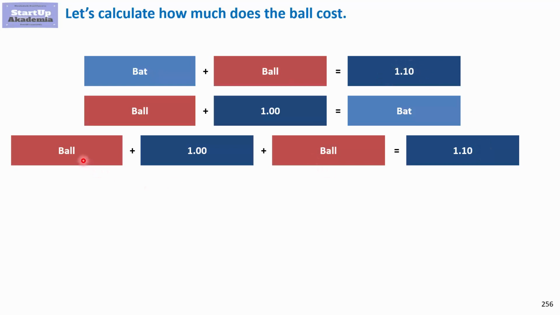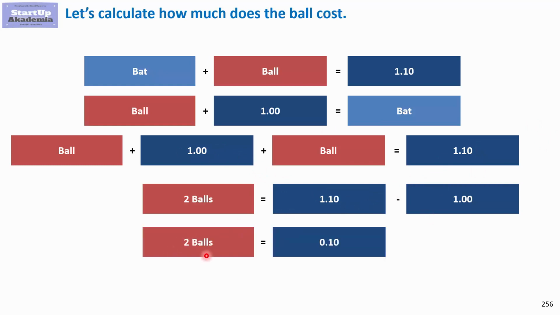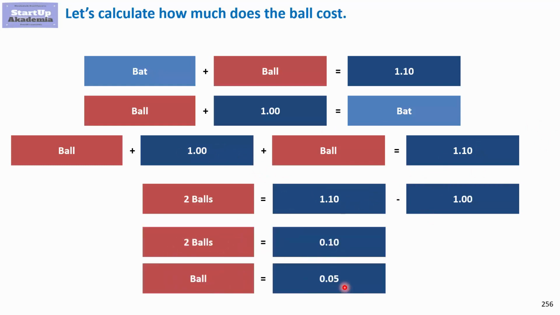So we've got a ball here, and we have $1 here, so we can simplify it, and from this we've got that two balls, so this plus this, is equal to $1.10. So from here, minus the $1, we move it to the other side of the equation. Out of this, we get that the two balls are equal to 10 cents. So it means that actually one ball costs 5 cents. So the proper answer is not 10, but actually 5 cents.